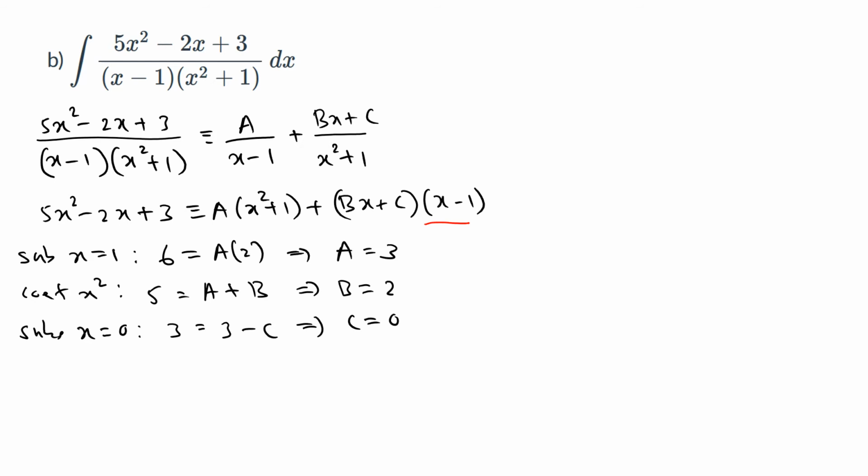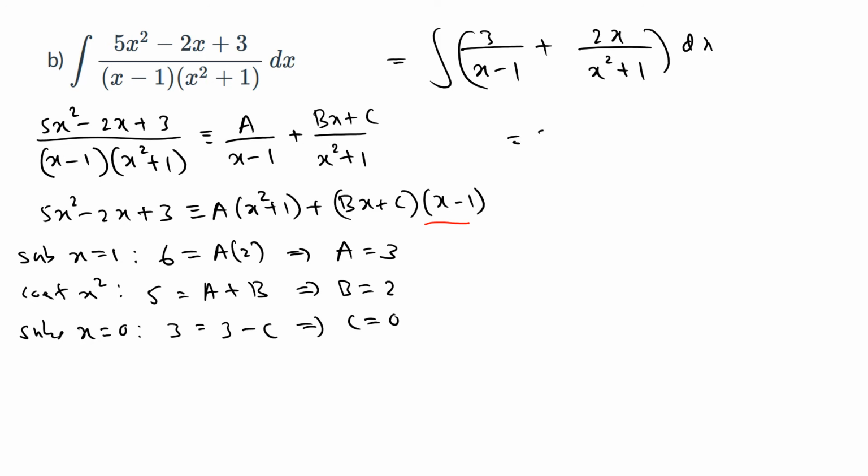Now what we're going to do, we're going to go back and substitute that here. So that means your problem now is simply going to be a equals, so 3 over x minus 1 plus b is 2, c, so you get 2x over x squared plus 1 dx, and you can see this is very easy to integrate.